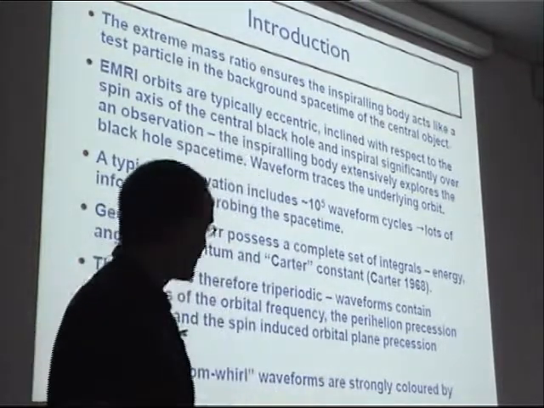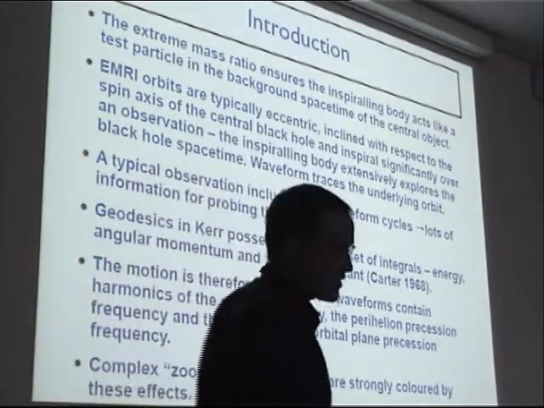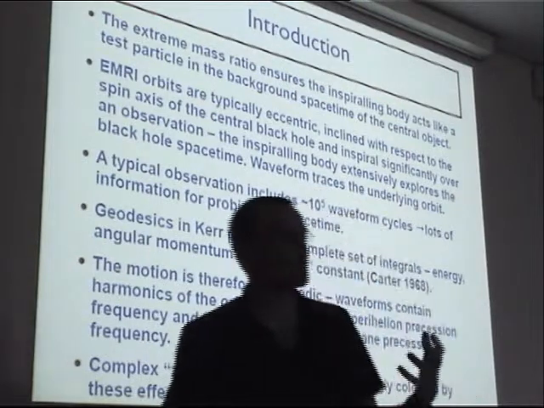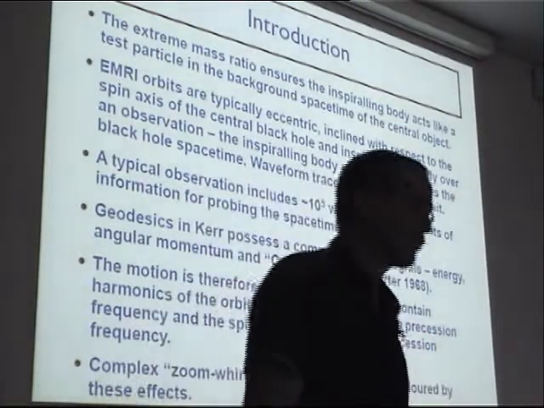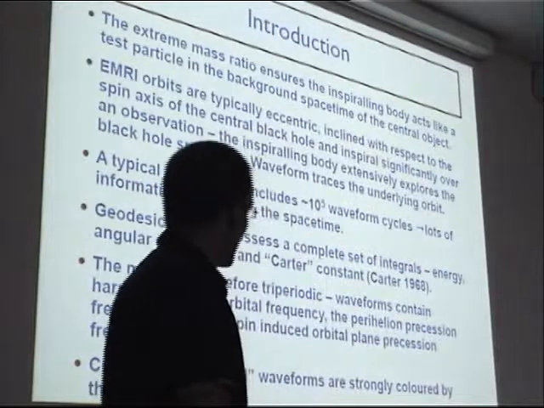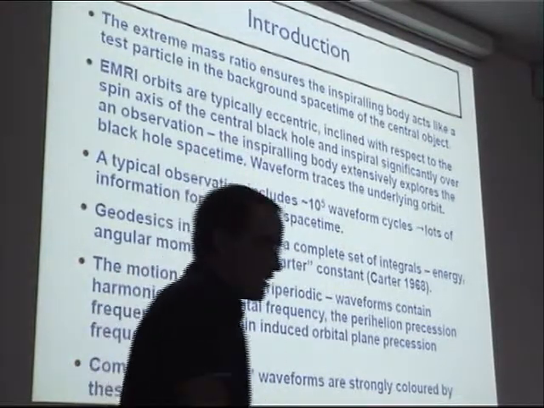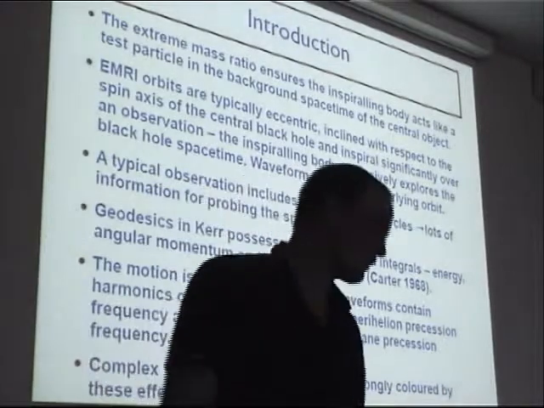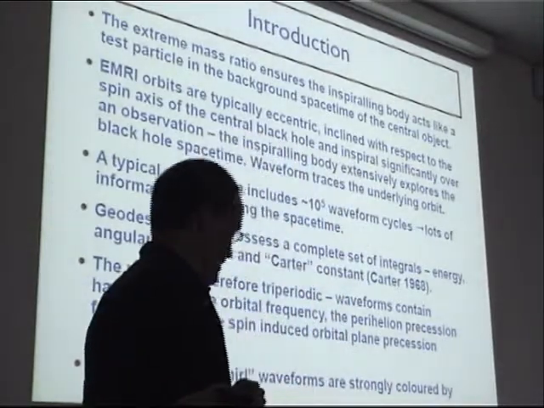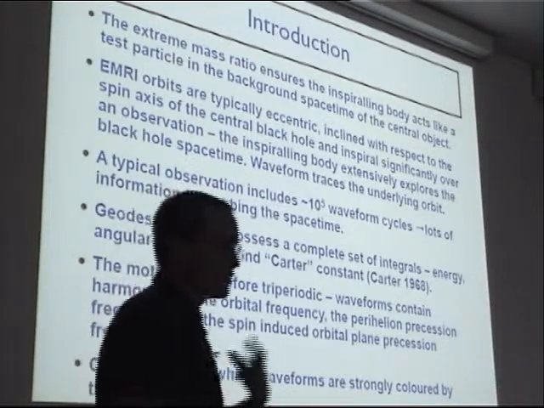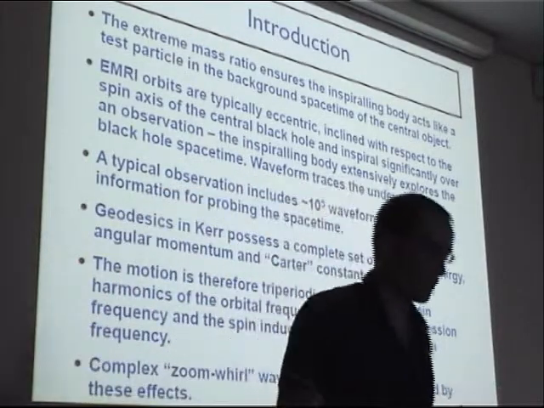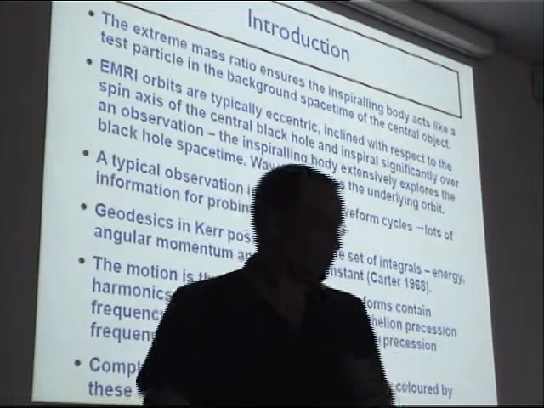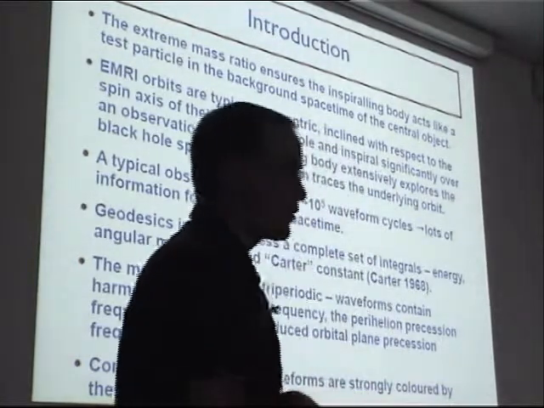As Lior was saying, geodesics in Kerr possess a complete set of integrals. These are the energy and angular momentum, which are conserved quantities for any axisymmetric space-time. And there's also something called the Carter constant, which is a constant of separability of the Hamilton-Jacobi equation. Carter showed that this existed in 1968, and it allows you to reduce the geodesic equation to a set of ordinary differential equations.